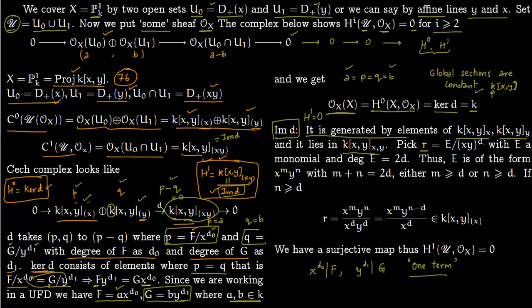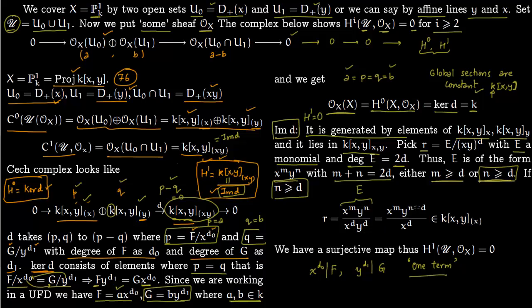So pick r, which is e over x^d y^d, with e a monomial and the degree of e is 2d. Obviously the degree of x^d is d, the degree of y^d is d, and d plus d will give you 2d. So the numerator has to be the same degree as the denominator. So e is of the form x^m y^n, where m plus n is 2d. Now either m is greater or equal to d or n is greater or equal to d. So say you pick the second case, n is greater or equal to d. So then what does r look like? This is your e part, e over x^d y^d.